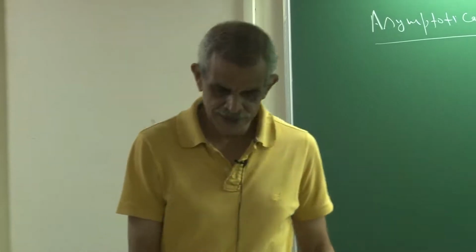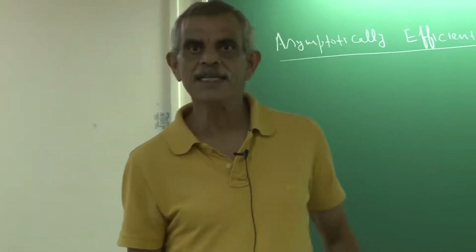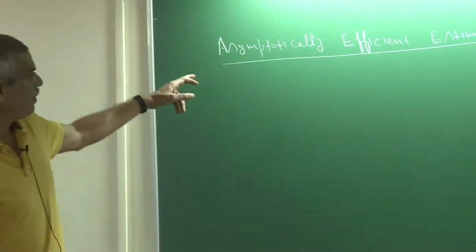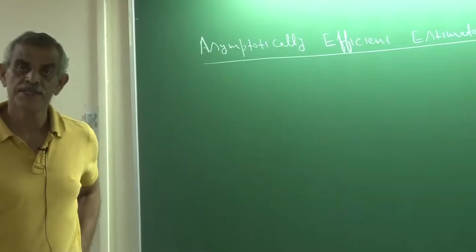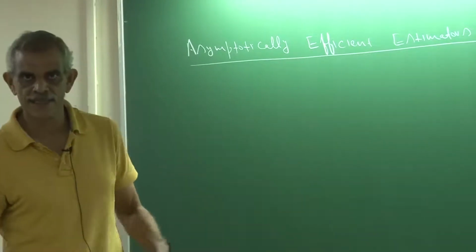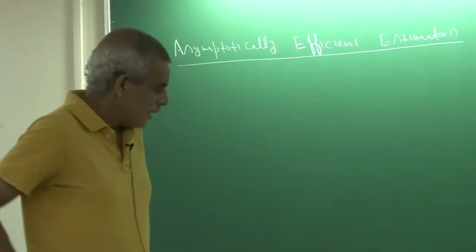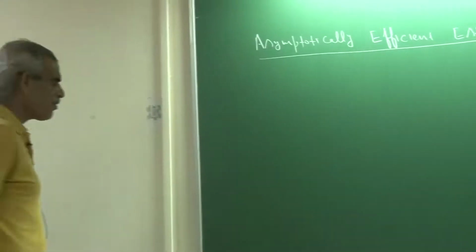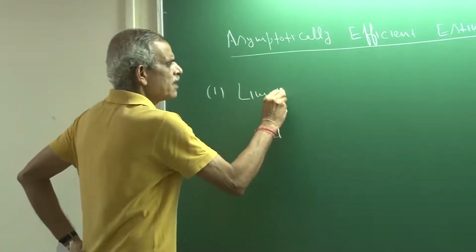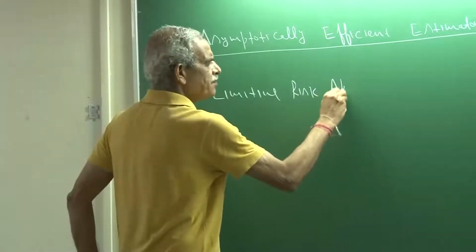So welcome back to today's module. What we were discussing in the last couple of lectures was how to compare different estimators asymptotically, asymptotically in the sense that as sample size goes to infinity. The first approach which we studied was the limiting risk approach.